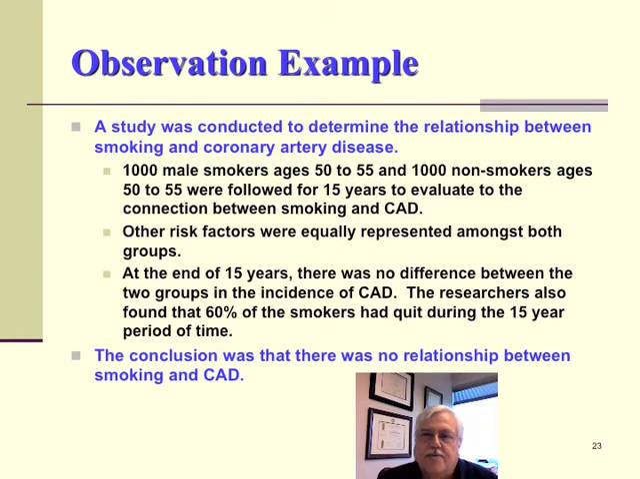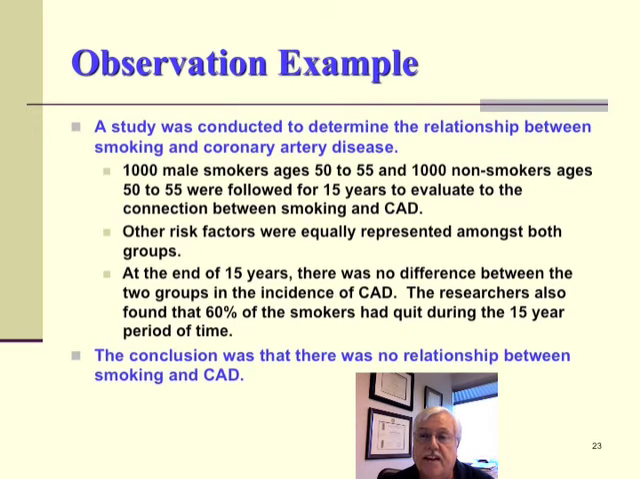Okay, let's look at an observation example. A study was conducted to determine the relationship between smoking and coronary artery disease. 1,000 male smokers ages 50 to 55 and 1,000 non-smokers ages 50 to 55 were followed for 15 years to evaluate the connection between smoking and coronary artery disease. Other risk factors were equally represented amongst both groups.